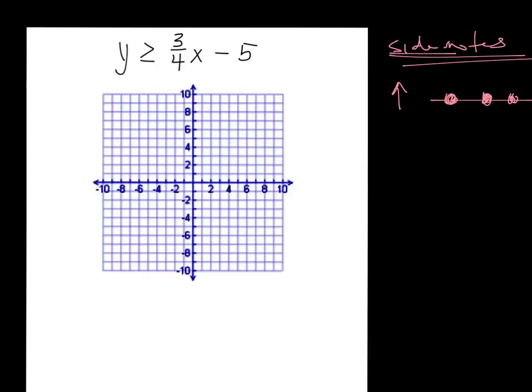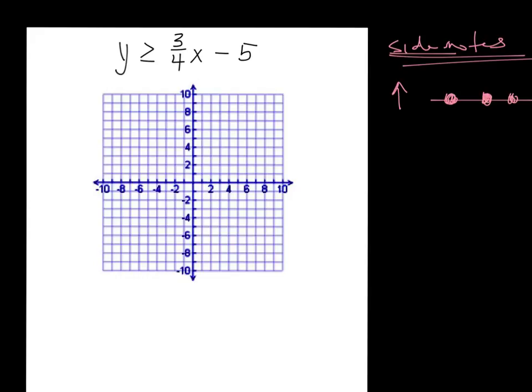These are some of the indicators that I need to be thinking about right off the get-go: that I'm shading up because it says y is greater than, and that it's solid with circles because it's equal to. Those two things are the first thing I'm going to note after it says y by itself. And we'll talk about what I mean by that in a couple videos from now.